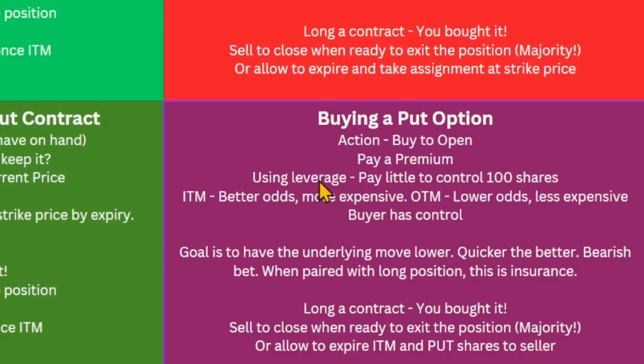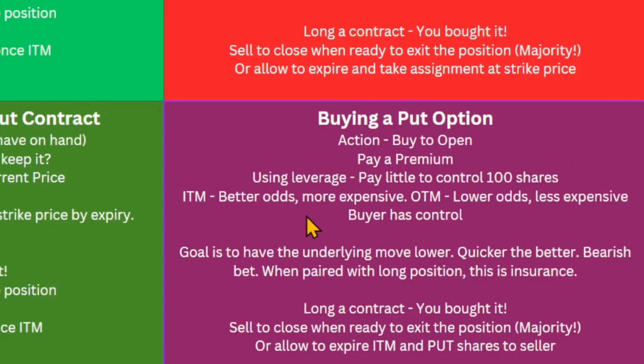We're using leverage just like before. We're paying a little bit to control 100 shares. So what's the difference, Dave? Well, the difference is with a call option, that gives you the right, but not the obligation, to call away shares. I want those shares given to me, right? But a put option allows you to put shares to someone else. This stuff is terrible, I don't want it anymore. You take it at the strike price because I own this put contract.